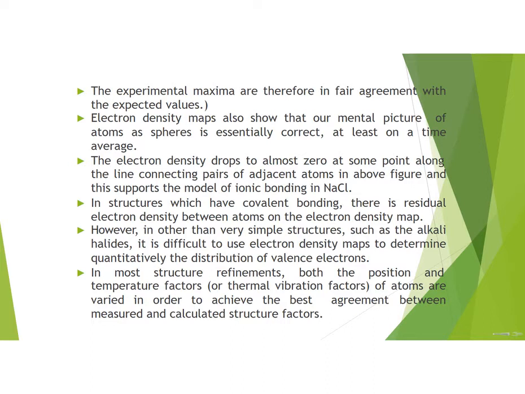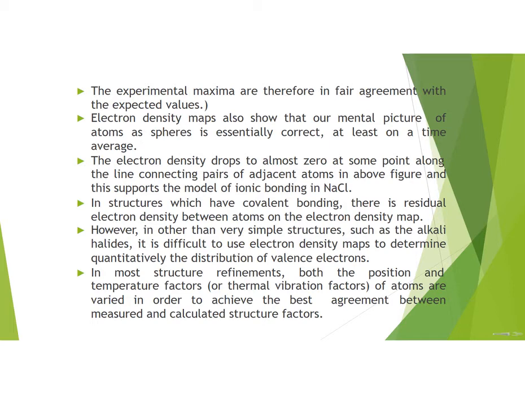And the electron density map shows that our mental picture that atoms exist is essentially correct, but over a time average. The electron density drops to almost 0 in the case of ionic bonding, while there is a residual electron density between the atoms on the electron density map in the case of covalent bonding. However, it is difficult to determine the distribution of valence electrons of very simple structures such as alkyl metal halides.